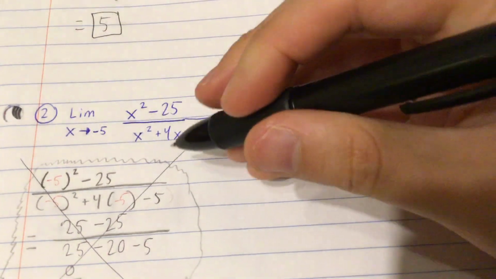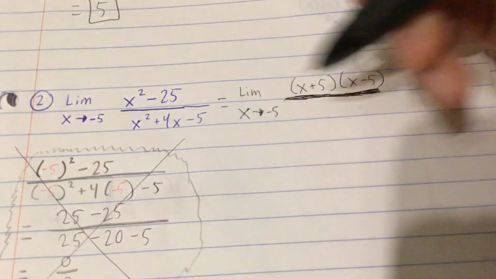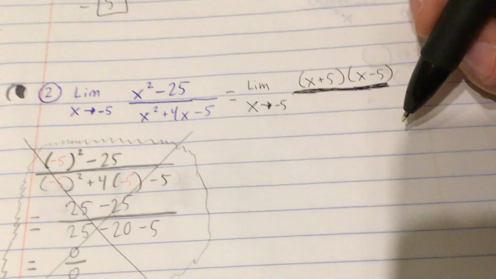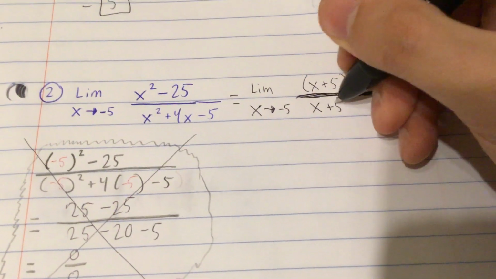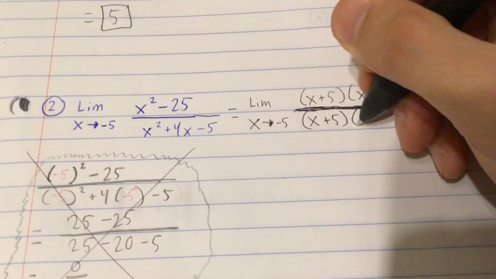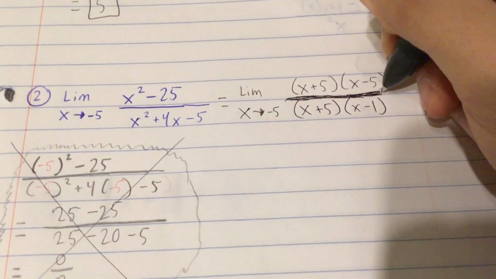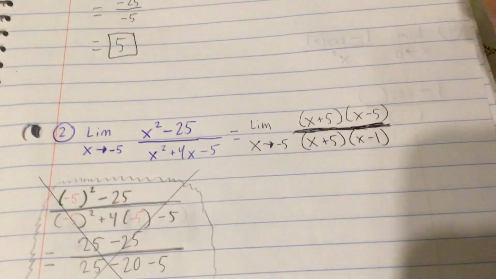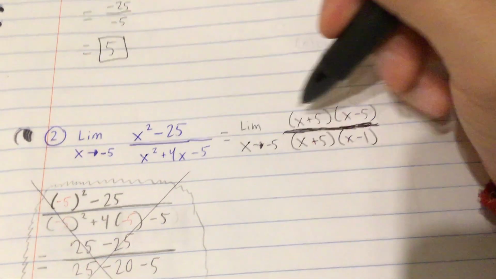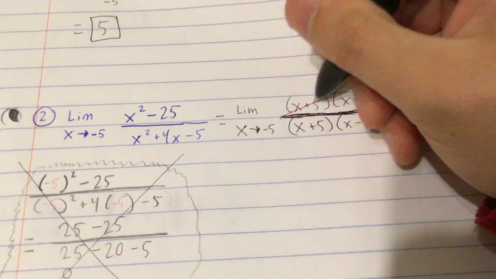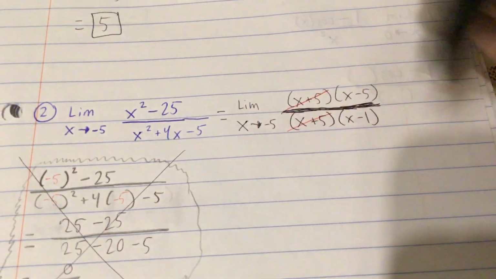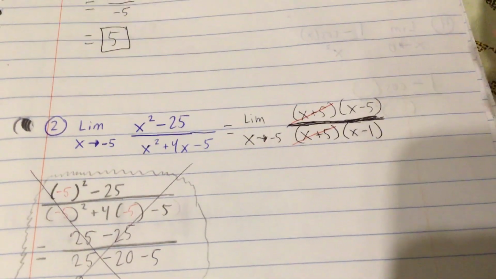And then the bottom: what two numbers multiply to negative 5 and add to 4? x plus 5, x minus 1. Aha. Now, oh, well, there's the problem. x plus 5 over x plus 5 creates a hole in the graph at x equals negative 5. That'll be $400.